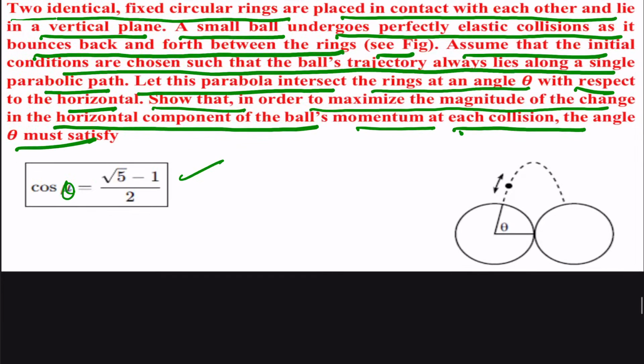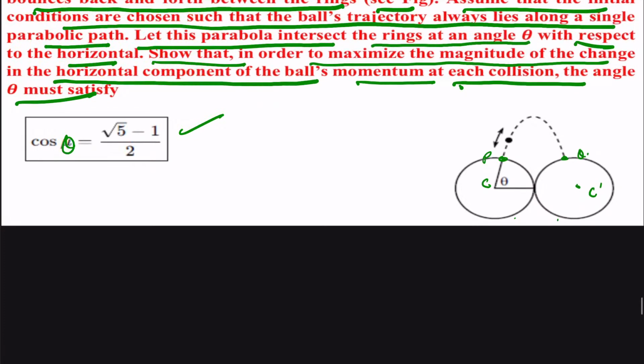The basic figure is given to us. We have two rings and the ball is colliding between these two points. Let us call this point P and this point Q. For the sake of simplicity, it is also given that this path is parabolic. Initially, we have our center C here, and here we have center C prime.